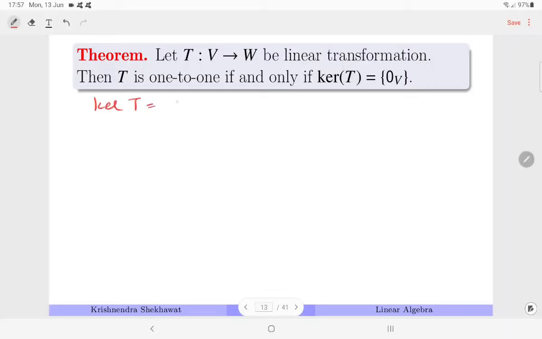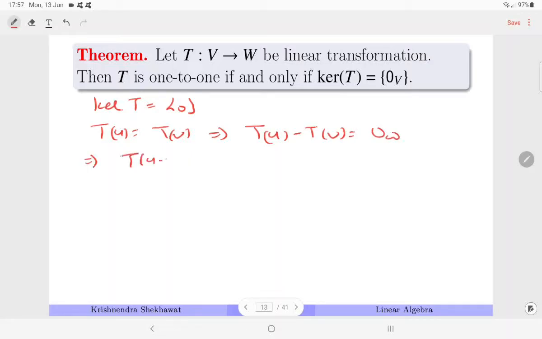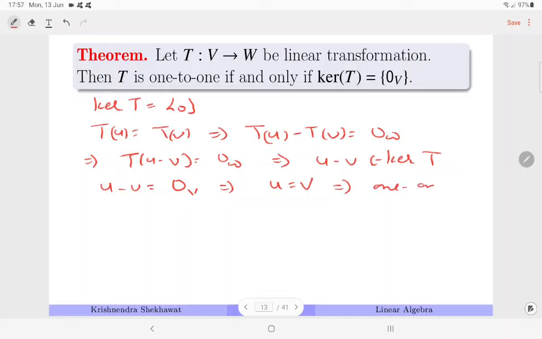Let's see, kernel T is equal to the 0 vector, and I have to show T is 1-1. So I start with T of u is equal to T of v. That becomes T of u minus T of v is 0 vector. That becomes T of u minus v is equal to 0 vector. That means that u minus v belongs to kernel T, but kernel T is only the 0 vector. That gives you u minus v is equal to 0 vector, and that gives you u is equal to v, implies 1-1.